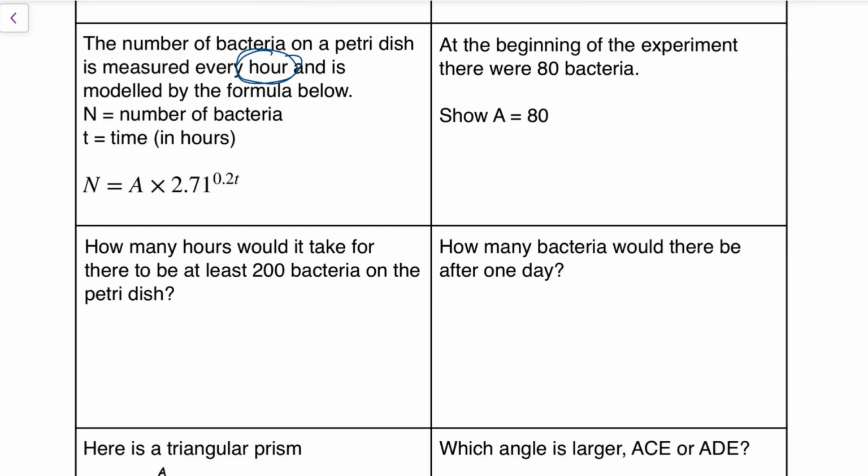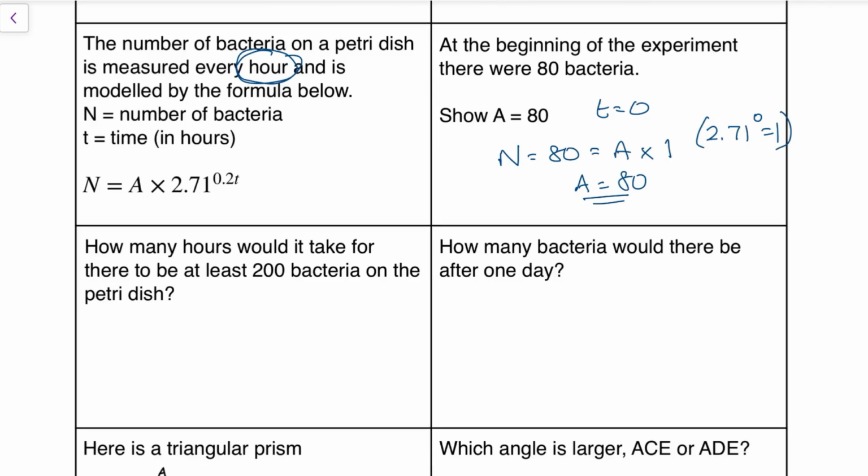At the beginning of the experiment, show that A equals 80. So in other words, at the beginning of the experiment, T is equal to 0, which means the number of bacteria, which we are told is 80, is equal to A times anything to the power of 0, which is 1. Which means that A is going to be equal to 80. It's quite difficult to know exactly how to show this, so in the exam I'd probably be tempted to write something like 2.71 to the 0 is equal to 1, just to make it really obvious that I know what I'm doing.